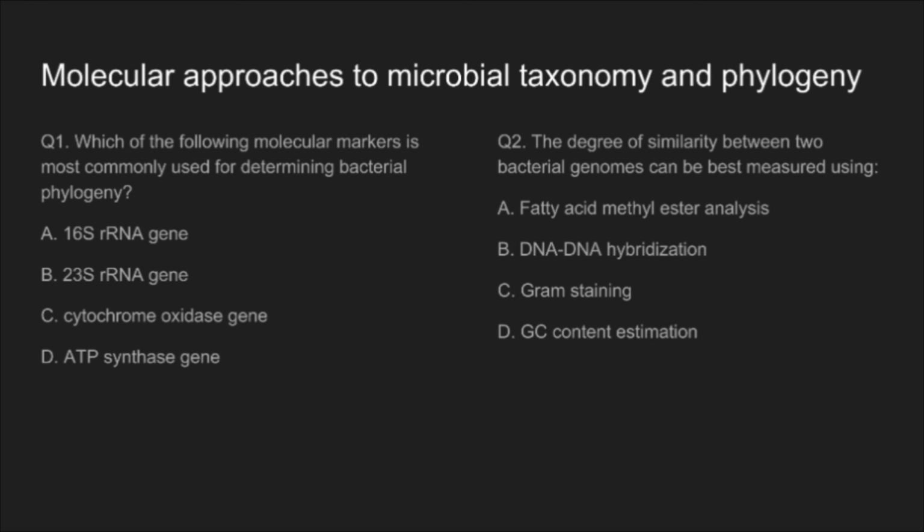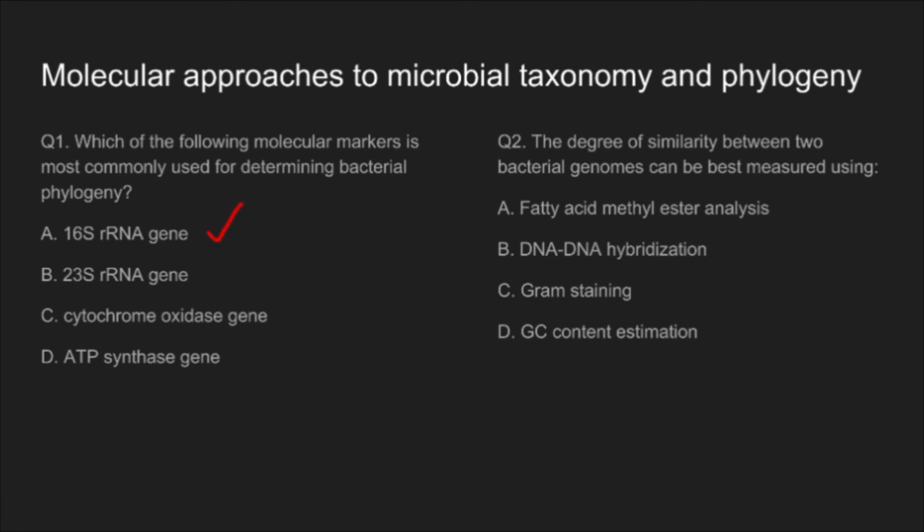Now we have the next topic, that is your molecular approaches to microbial taxonomy and phylogeny. Question 1. Which of the following molecular markers is most commonly used in determining bacterial phylogeny? Options are A. 16S rRNA gene, B. 23S rRNA gene, C. cytochrome oxidase gene, D. ATP synthetase gene. So the correct answer for this question is option A. 16S rRNA gene.